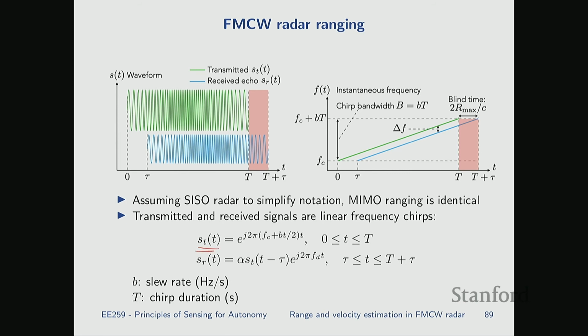Our signal model that we are now going to work with is this. Our transmitted signal is just e to the j 2 pi (fc plus b over 2 times t) times t, where little b is the slew rate. By that definition, our instantaneous frequency goes from fc at time 0 to fc plus the slew rate times big T, the chirp duration, at time T. And then what we receive is s of t delayed by the round-trip time of flight, attenuated by alpha, and Doppler shifted. Okay. Now, with this signal model, how do we estimate range and the radial velocity or the Doppler shift? That's the problem we want to solve.